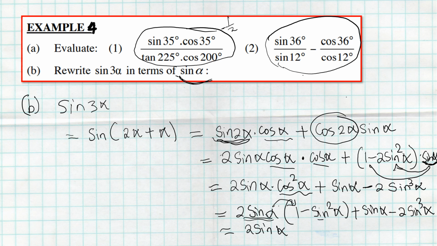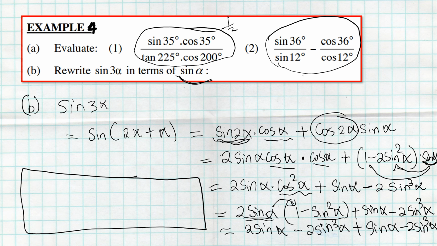Then this one will multiply with this one. It will be minus 2 sine exponent 3 alpha plus what? Plus sine alpha minus 2 sine exponent 3 alpha. Then we can add the like terms, right? Let me just put my final answer here. So when we add the like terms, we have minus 2 sine exponent 3 alpha minus 2 sine exponent 3 alpha. It will give us what? Minus 4 sine exponent 3 alpha, right?